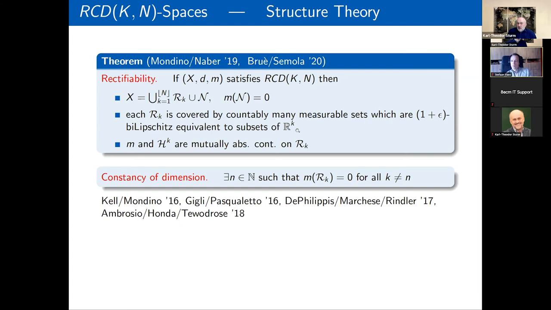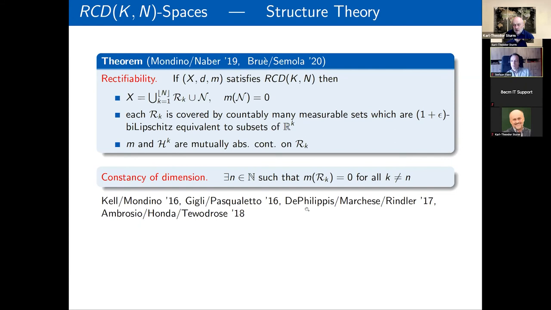And actually, this was the first result by Mondino-Naber, and then by Brue and Semola, the sharpening. Actually, there is only one of these spaces. So the RCD(K,N) space, up to a zero set, is bi-Lipschitz equivalent to a k-dimensional Euclidean space for some k. And again, all of these insights did not come from nowhere. They rely on a number of important contributions by other people.